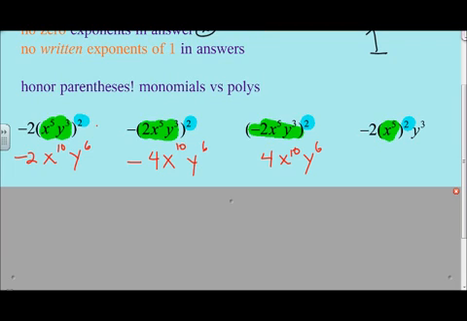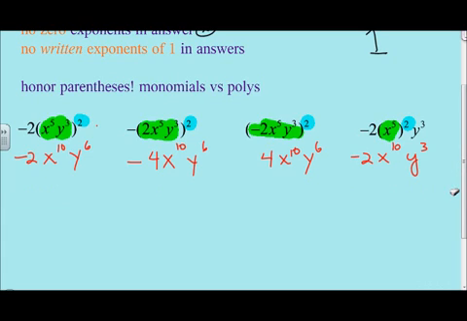The last one, we do bring down the -2. We are going to square just the x to the 5th to give us x to the 10th, and we'll bring down the y to the 3rd. And look at those 4 red answers, and that ought to convince you that the location of those parentheses really is something that's very important, and you really need to pay attention to that.